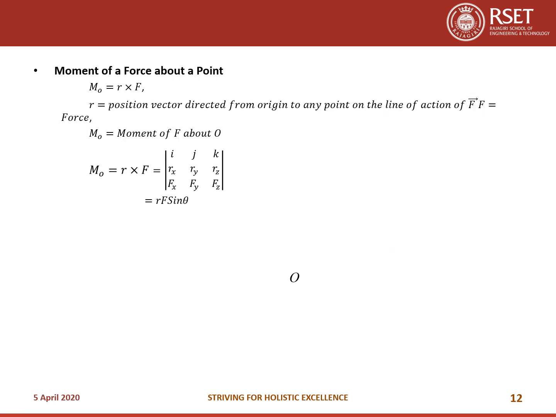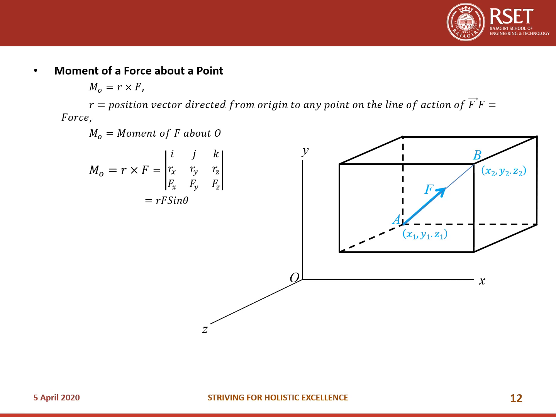Now how to get the moment of a force about a point O? The moment of the force about point O is given by the cross product of the position vector multiplied by the corresponding force. Now this position vector is directed from the origin to any point on the line of action of the force. Let us say you have a reference axis and you have this AB with A as x1 y1 z1 and B as x2 y2 z2, and let F be the force directed along AB. So what do you mean by the position vector? The position vector has to be directed from the origin to any point on the line of action of the force.